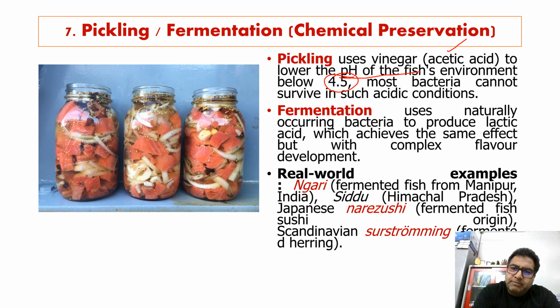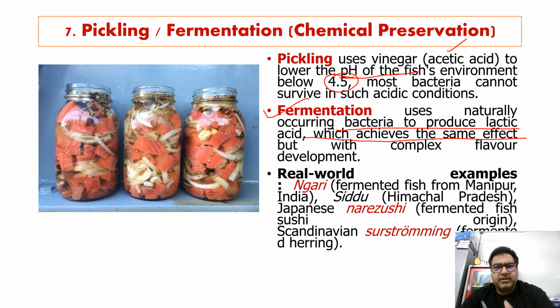And the second is fermentation. It uses naturally occurring bacteria to produce lactic acid, which has the same effect. So even in pickling, the pH is maintained below 4.5, which is acidic, and in the acidic environment most of the bacteria are unable to survive. Second is fermentation, wherein the naturally occurring bacteria produce lactic acid, which achieves the same effect, but with complex flavor development. Here the flavor changes.